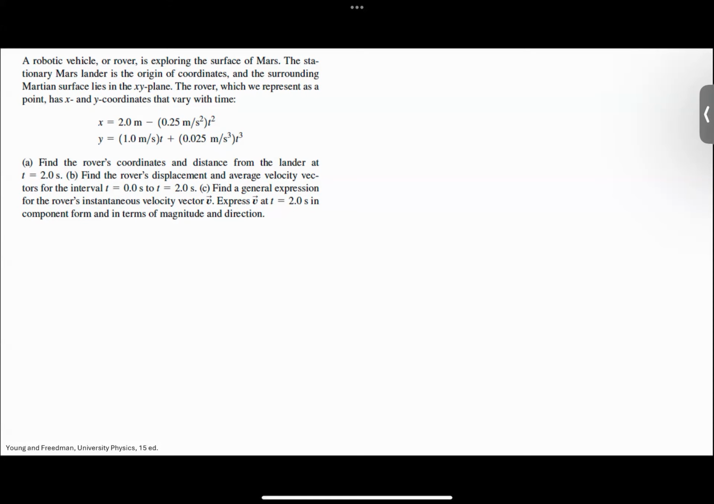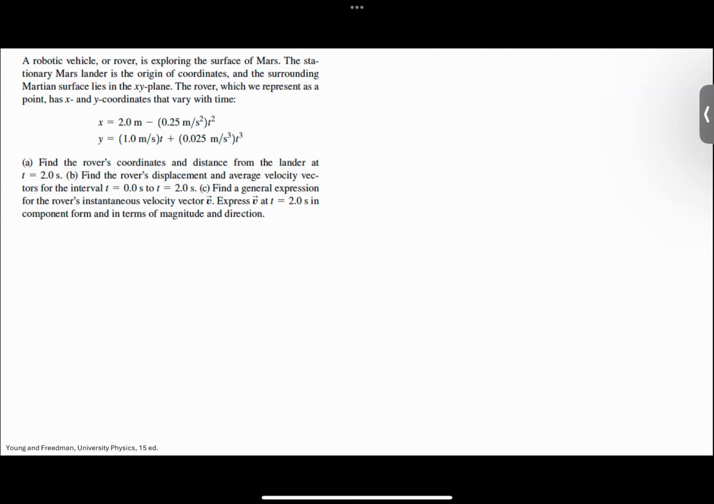So letter A, find the rover's coordinates and distance from the lander at t equals 2 seconds. Okay. Letter B, find the rover's displacement and average velocity vectors for the interval t equals 0.0 seconds and t equals 2 seconds. And letter C, find the general expression for the rover's instantaneous velocity vector and express it at 2 seconds in component form and in terms of magnitude and direction.